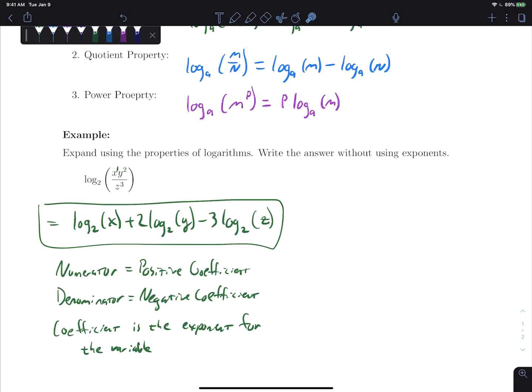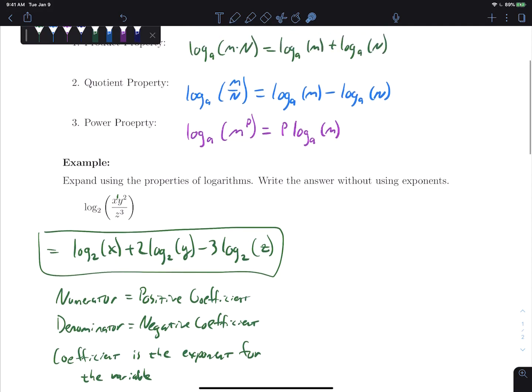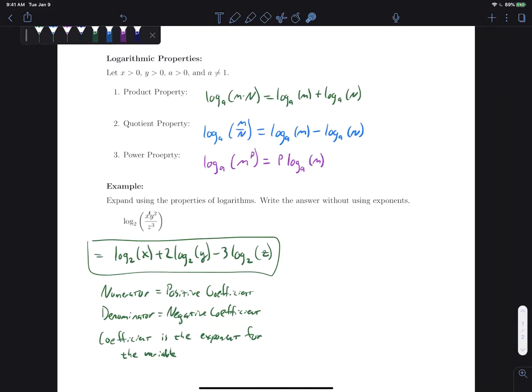Now that you see this, hopefully you can tell what I'm doing, because this is actually very nice, because you should be able to begin with the question and just write down the answer.